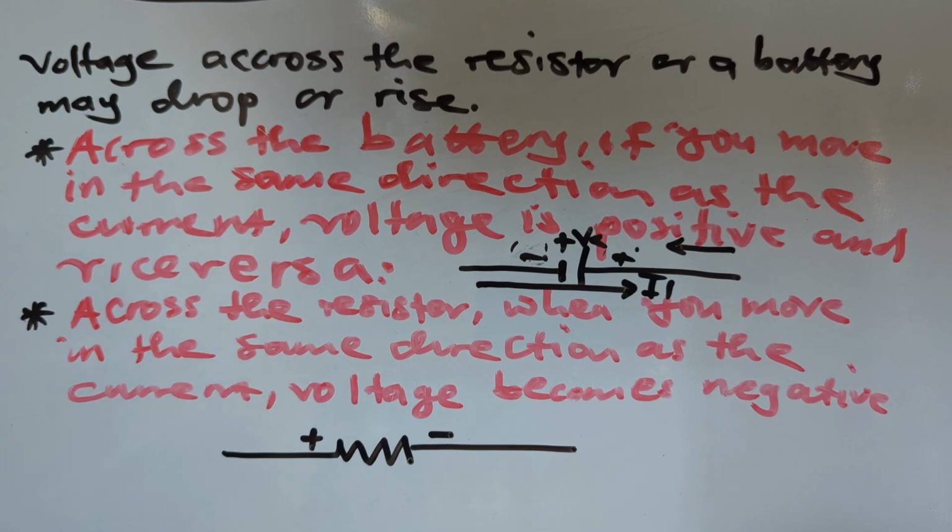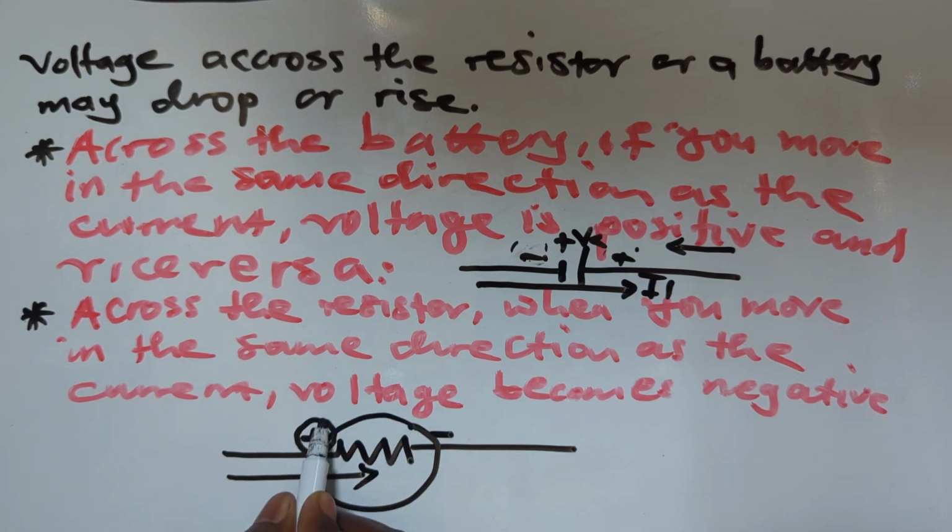Sorry, let me make a simple correction on this. Here, if we are moving in the same direction as the current, the voltage becomes negative. Why am I saying this? The current, we said, goes in that given direction. The reason we have a negative voltage across this resistor is because we encounter the positive first, going to the negative. So we are dropping in voltage from positive to negative. Why? We are moving in the same direction as the current that we assigned, I1. This is the most important thing you're supposed to know.